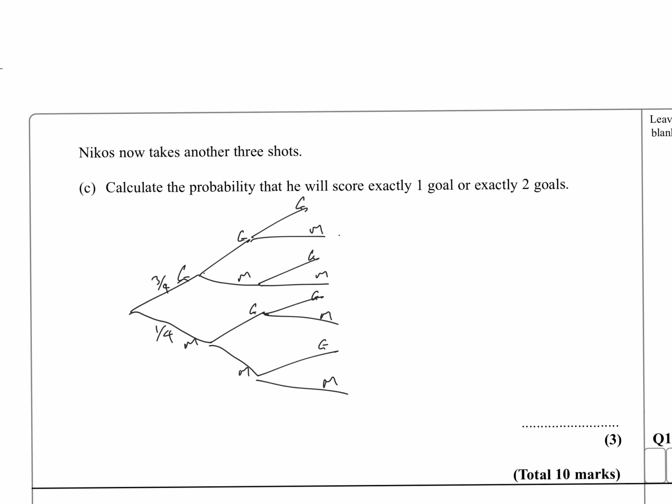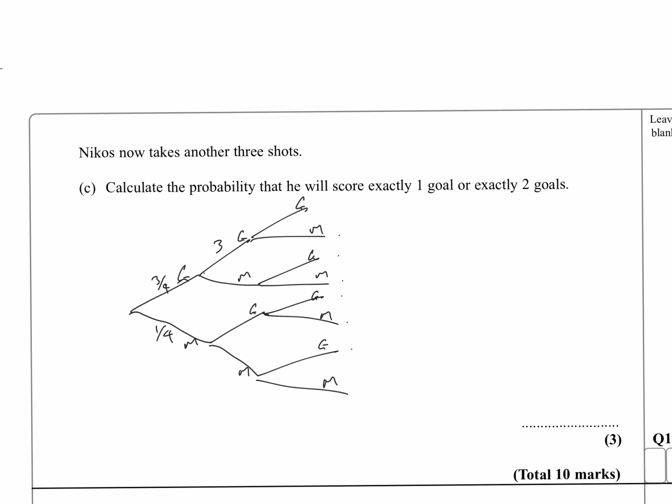Two or one, so that's got two, it's got one, it's got two, it's got one, it's got one. So there's a long way to do it and a slightly quicker way to do it. The long way to do it is to say, okay, I'm going to work out each of those and add them up. That's six things that I've got to work out.